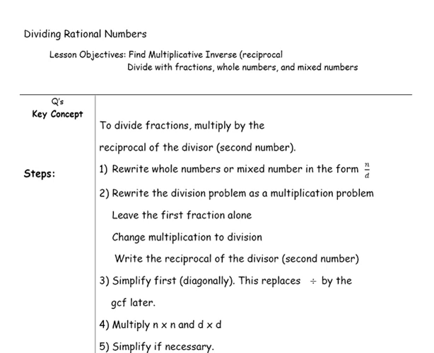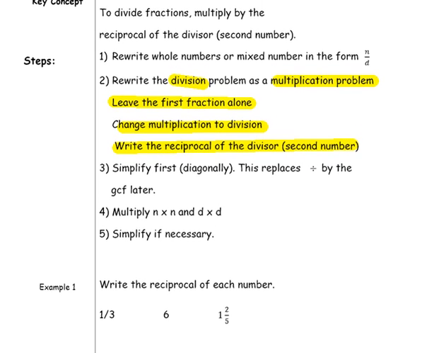The steps are to rewrite whole numbers or mixed numbers in the form of a fraction with just a numerator and a denominator. Then rewrite the division problem as a multiplication problem. Remember to leave the first fraction alone, change division to multiplication, and write the reciprocal of the divisor, which is the second number. Then simplify first.